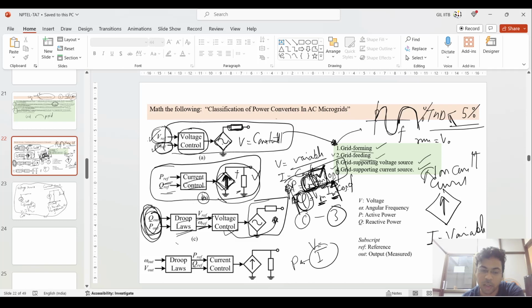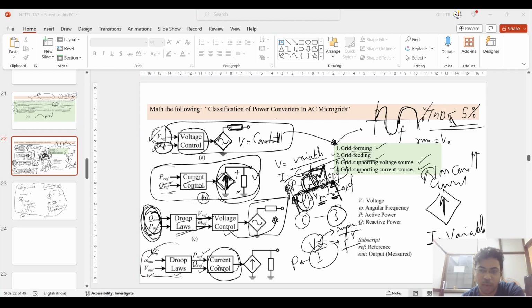For that, what you need, you have to maintain this voltage constant, so the power should vary. For that you need the amplitude of the voltage and the frequency of the voltage. You take this voltage and frequency from the grid through the droop loss, and maintain what amount of P and Q you needed.